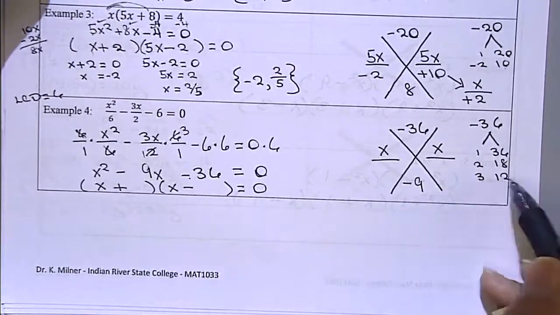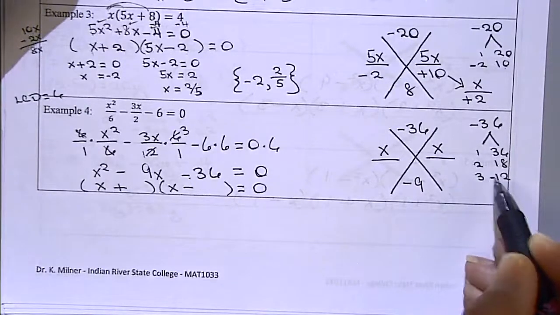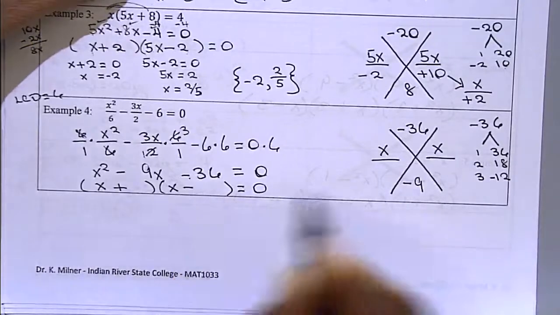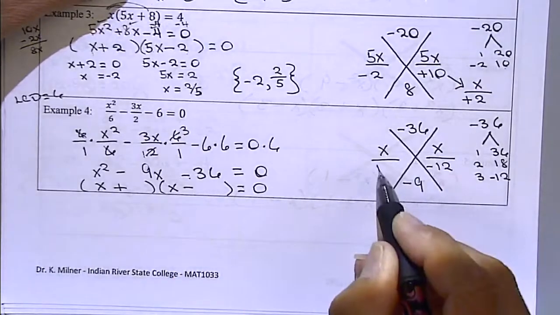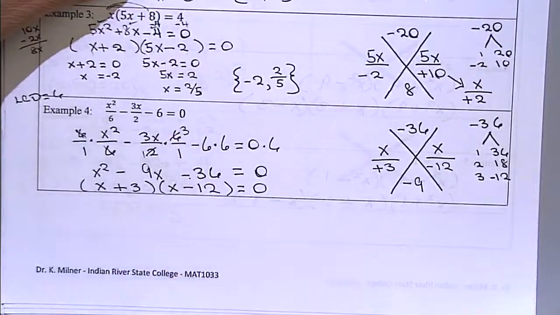Well, one of them has to be negative. I knew that already because I started with a negative up here at the top. Well, negative 12, positive 3. Okay, negative 12, positive 3. I can go straight to my factor pairs and plug those in.